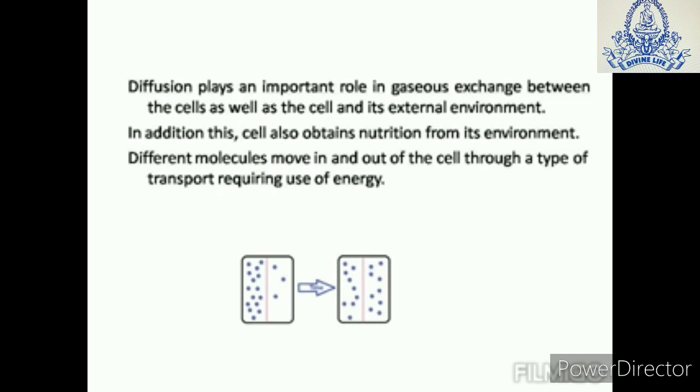Diffusion plays an important role in gaseous exchange between the cell as well as the cell and its external surrounding. In addition to this, the cell also obtains nutrition from its environment by the process of diffusion. Different molecules move in and out of the cell through a type of transport requiring the use of energy. See the picture which is given below. How does the diffusion take place?